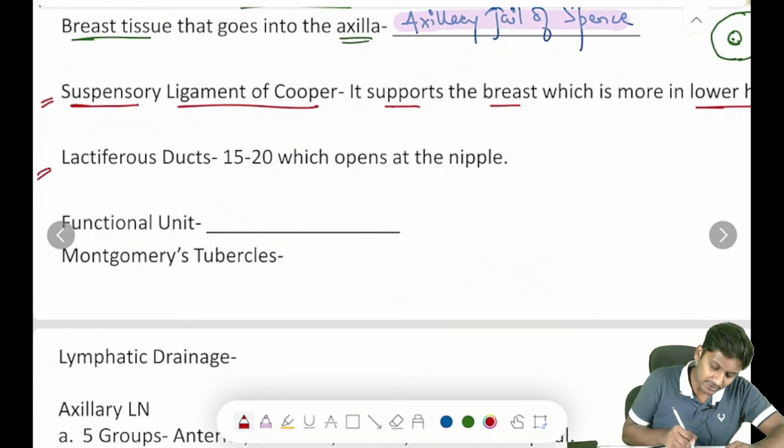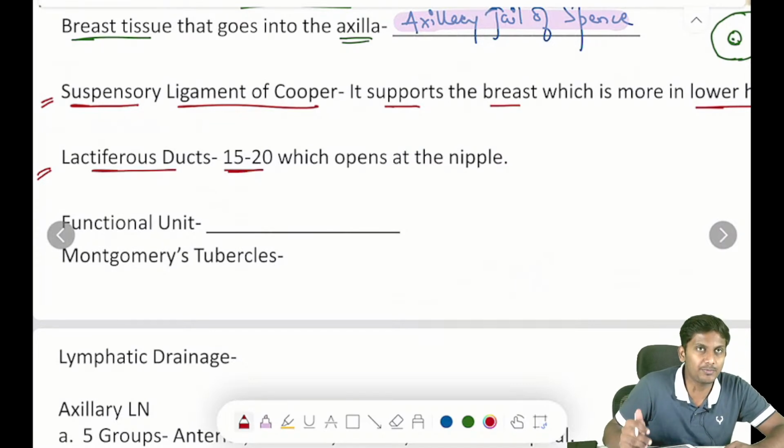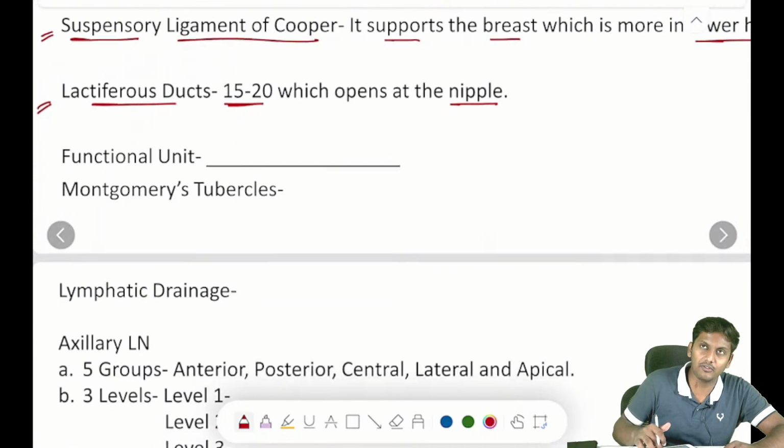Next is lactiferous ducts. As I've already told you, the work of lactiferous ducts is to carry the milk till the nipple. So these lactiferous ducts are 15 to 20 in each breast and they open at the level of the nipple.